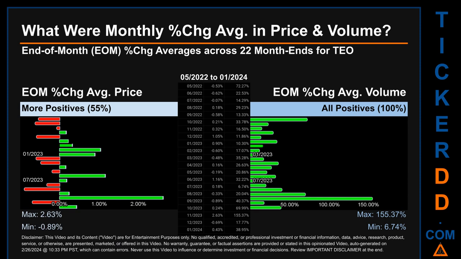From 05, 2022 to 01, 2024, 12 out of 22 month ends had a positive percentage change in average price. That is 55% of month ends saw a positive percentage change in average price. In terms of volume, 22 out of 22 month ends had a positive percentage change. That is 100% of month ends saw a positive percentage change in average volume. Price saw an end of month max of 2.63% in average percentage change along with a minimum of -0.89%. For volume, the maximum and the minimum monthly percentage change were respectively 155.37% and 6.74%.